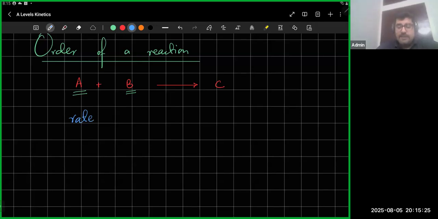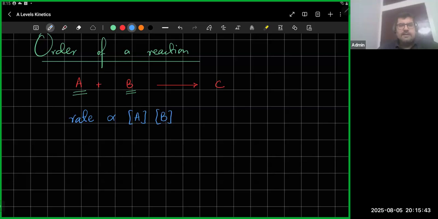One relationship that you can describe is known as the rate equation. You can say that the rate depends on the concentration of A, and it also depends on the concentration of B.